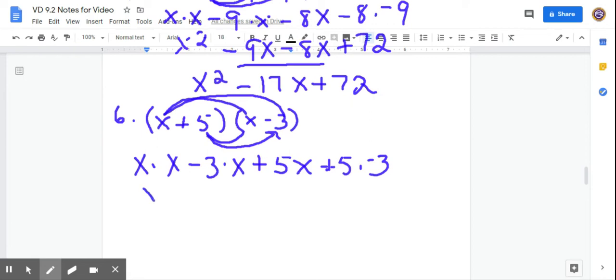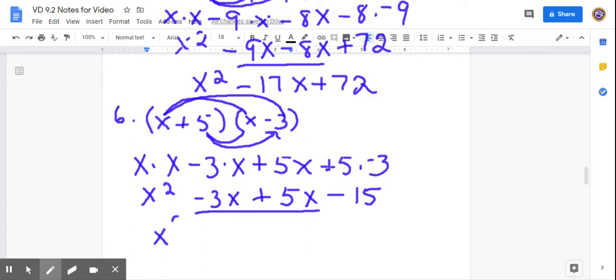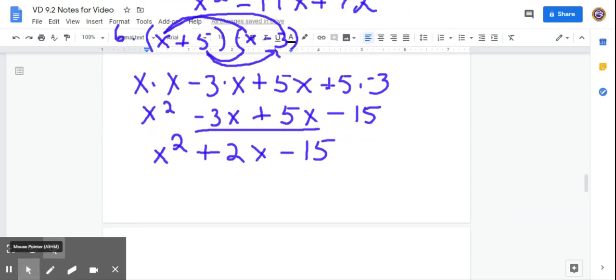So we get x squared minus 3x plus 5x minus 15, because a positive 5 times a negative 3 is a negative 15. Now we look for like terms. Careful here because it's a negative 3 and a positive 5, so we subtract, keep the sign of the larger number, which is 2. So x squared plus 2x minus 15.